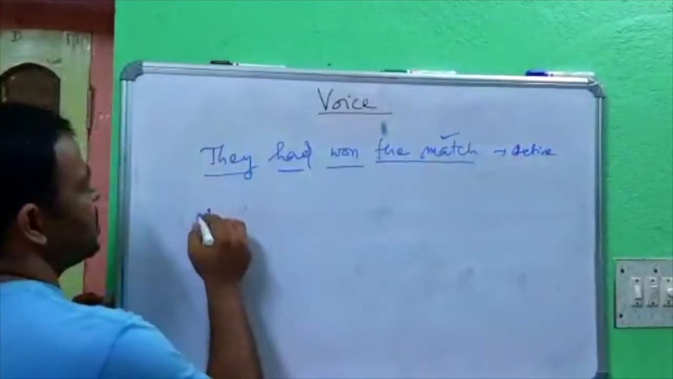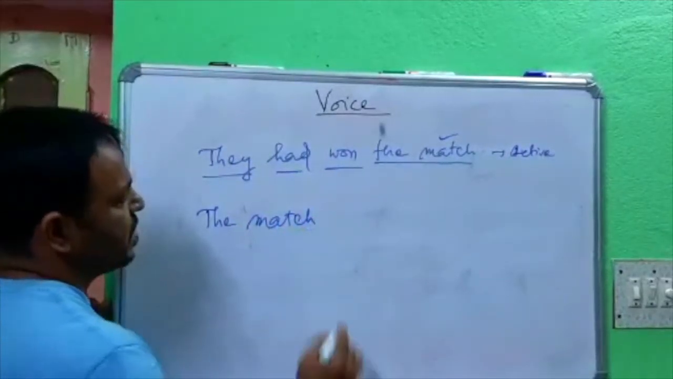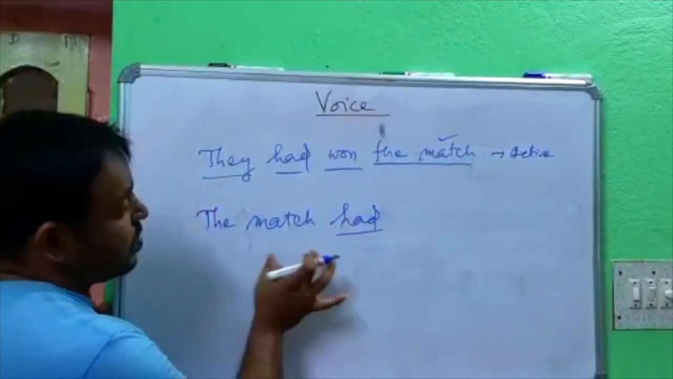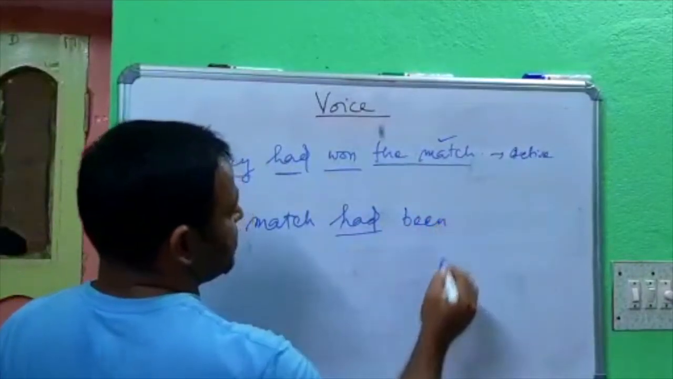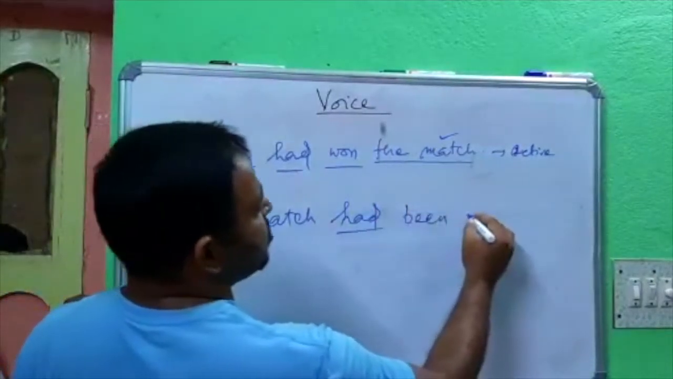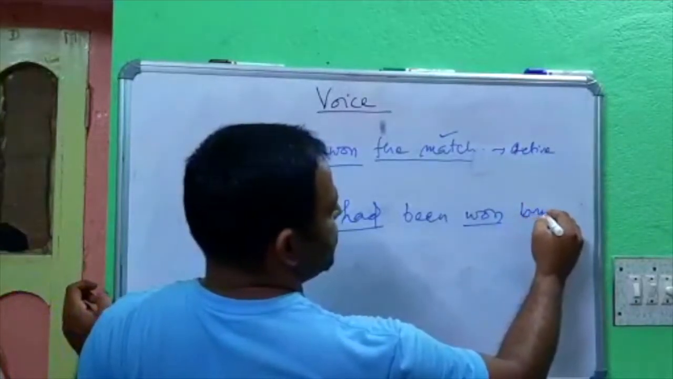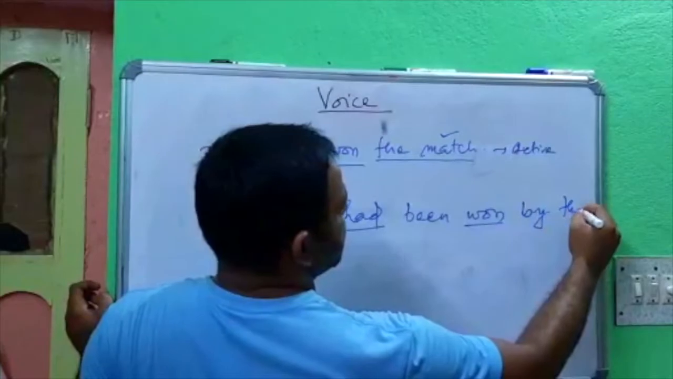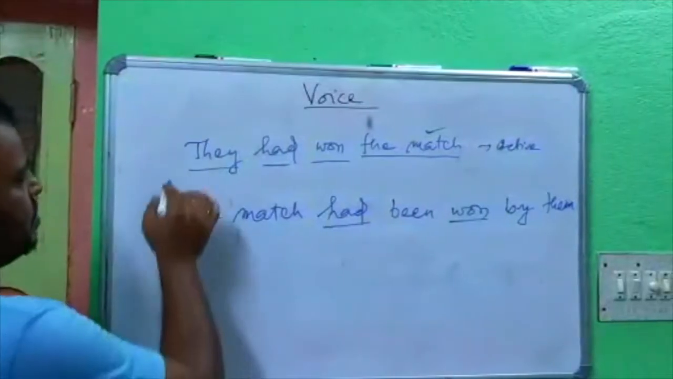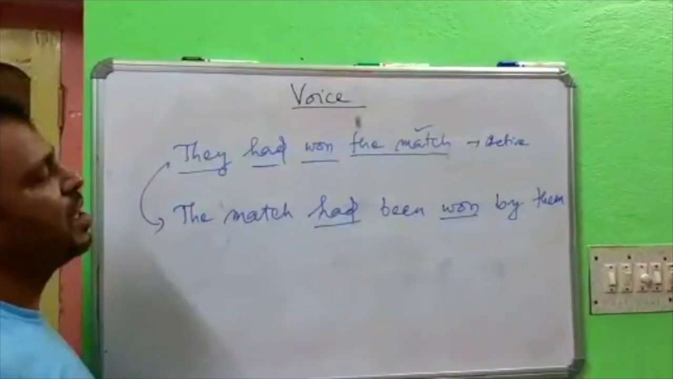The object is match. It is to be used as subject in passive voice, match. According to perfect tense, the had should be used as auxiliary verb. And according to perfect tense, the be verb should be been. I have showed it in the present perfect tense. And the verb is to be used in past participle form and preposition by. The object of they is them. So the sentence is: the match had been won by them.